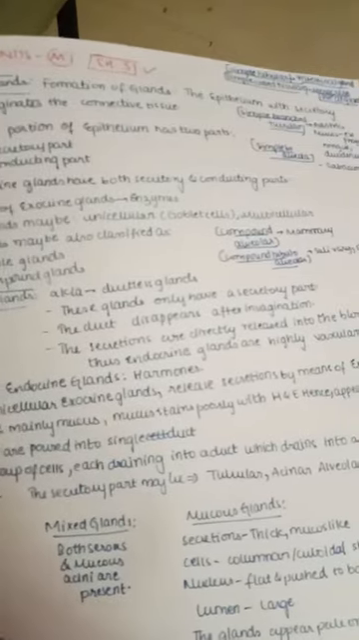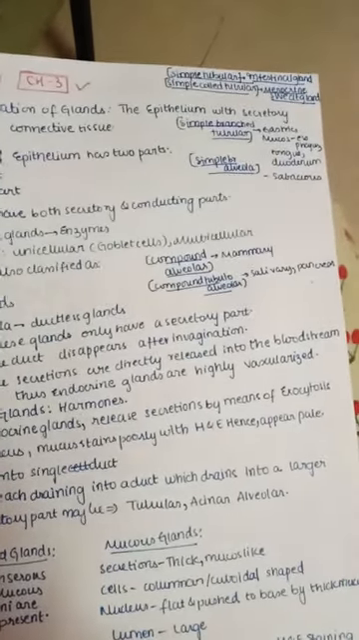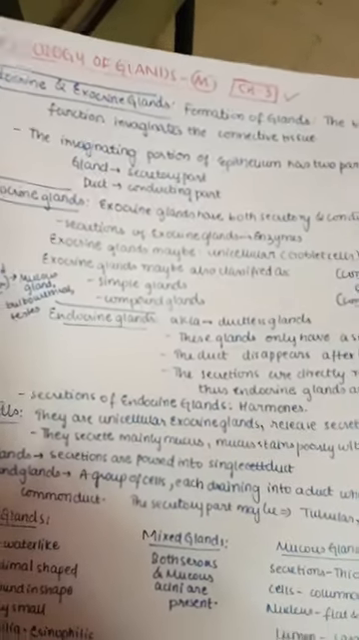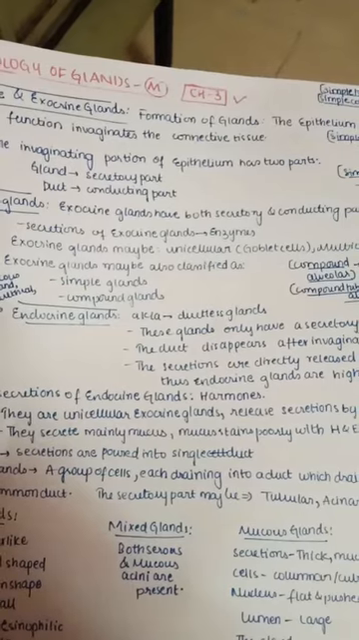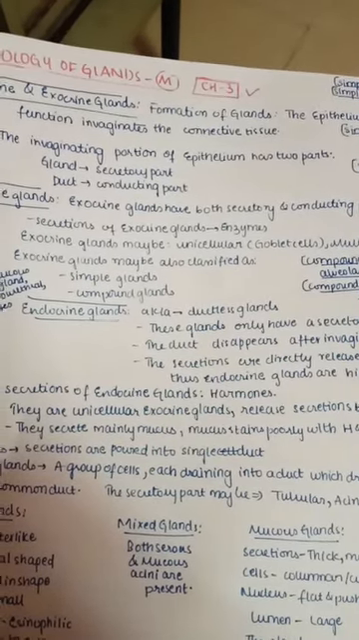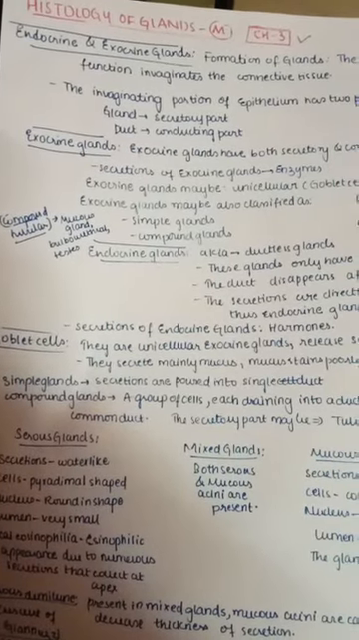So first, how the glands are formed. The formation of glands is by the epithelium, which has a secretory function and invaginates into the connective tissue, forming the gland. The invaginating portion of epithelium has two parts: the gland, which is the secretory part, and a duct, which is the conducting part. Now let us look deeper at exocrine glands.